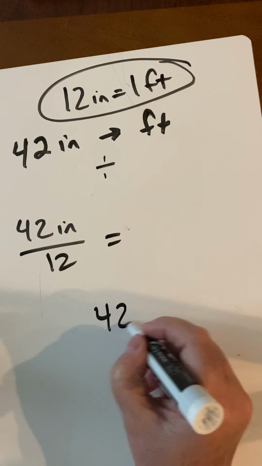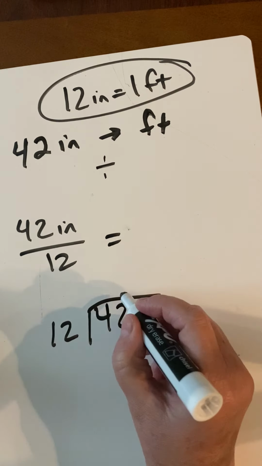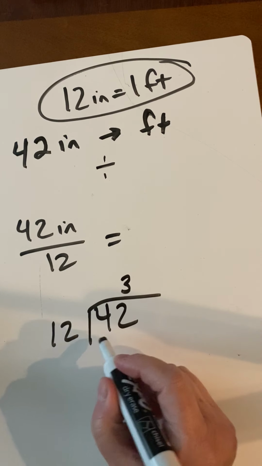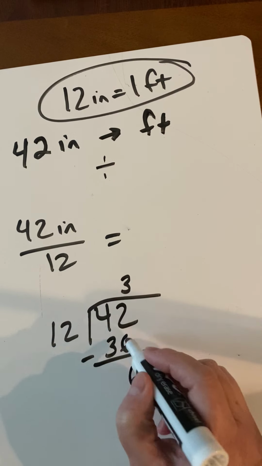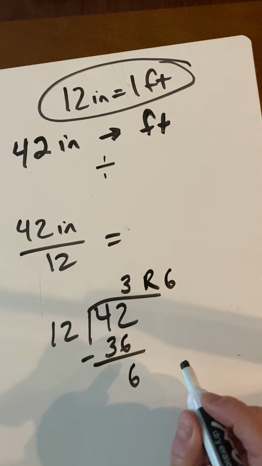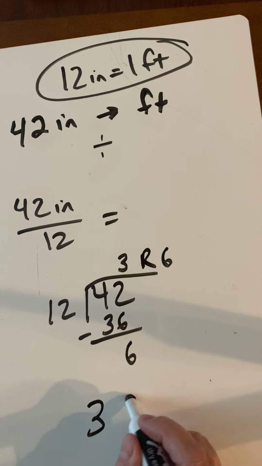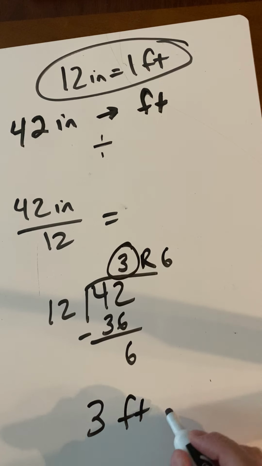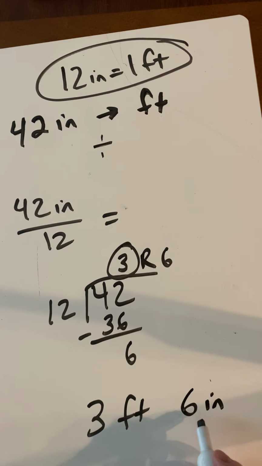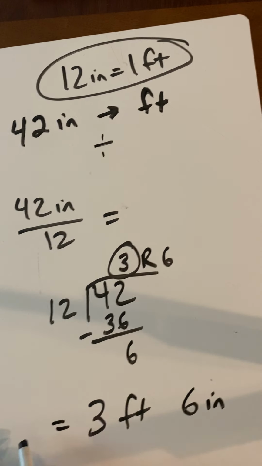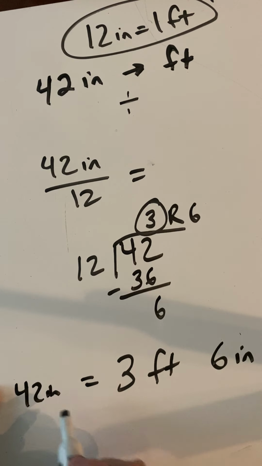And notice that that's not very perfect. So let's just go ahead and see what we can do here. If I multiply that by 3, I get 36, and I'm going to subtract that, and I end up with 6. Remainder 6. So let's think about what that means. I've got 3 feet, that's how many feet I have. The remainder 6 is how many inches I have left over. So 42 inches is 3 feet and 6 inches. The remainder is going to be important because it's going to be whatever unit is the smaller unit that you were dividing out.